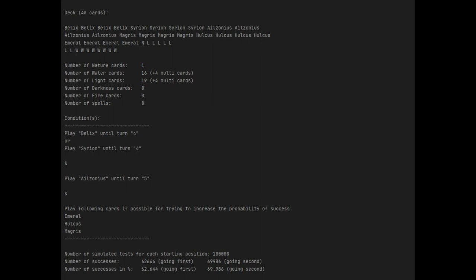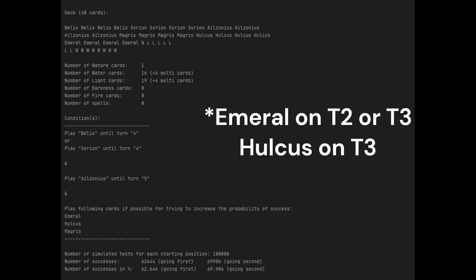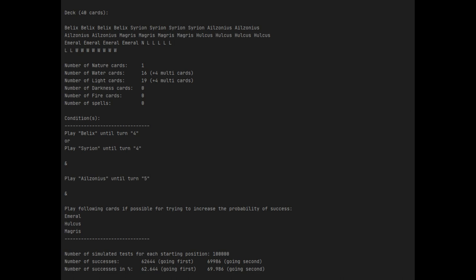And this is mostly because when you play Emerald and Holcus, you still have one turn left, either when you play Emerald turn 3 and 4, or when you play Holcus turn 4, to play a Gladiator, to play Belix or Syrion, and then turn 5 Ailzonius. But if you play Magris, you don't have time to play Belix or Syrion. So Magris will only help if you draw Ailzonius from it. That's the only way it increases your odds, and that's why it's so low, by like 0.7% here.